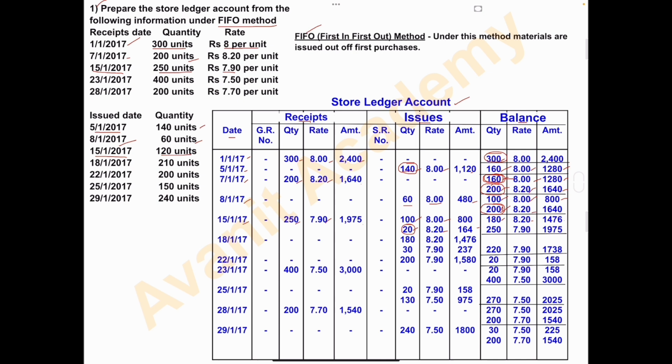On the same date, we have purchased 250 units. See, on 15th January, we have purchased 250 units. This also we have to take in balance. Previous one that we have taken here, the last quantity, fresh purchases, we will write here, that is 250 units. Rate per unit is 7.90 and the total amount is 1975.